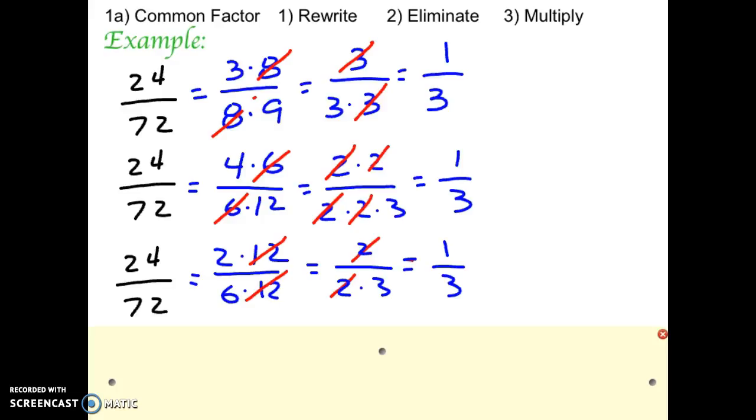I hope this helps you with simplifying fractions. If you're still having trouble, I'd suggest finding a friend, teacher, somebody who's willing to give you a little extra help. Good luck.